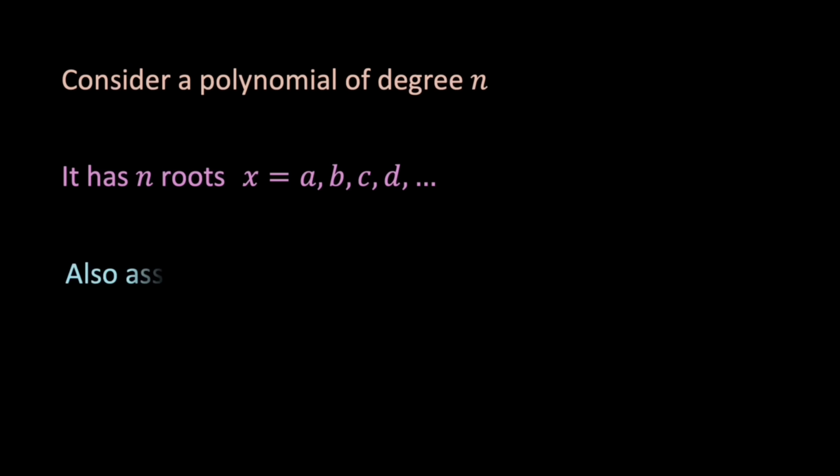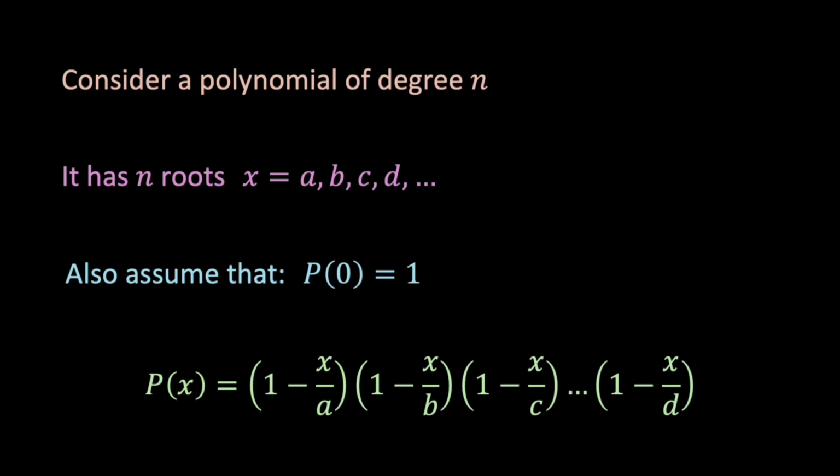Euler knew something simple but powerful. Consider a polynomial of degree n. It will have n roots, which we'll call a, b, c, d, etc. If you recall, this simply means that if you plug any of these values into the polynomial, the result is 0. Now, Euler also assumed that his polynomial satisfies the condition p of 0 equals 1, because in this case, it's possible to factor the polynomial and write it in the following elegant form.